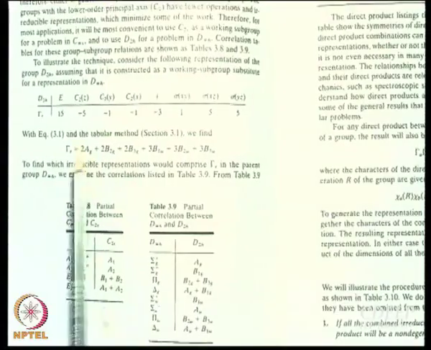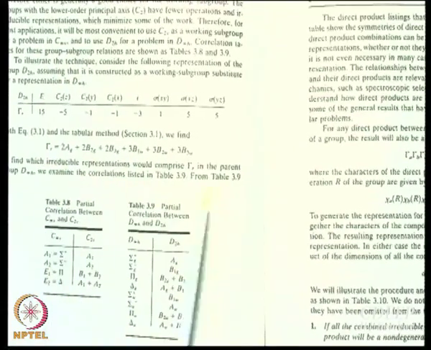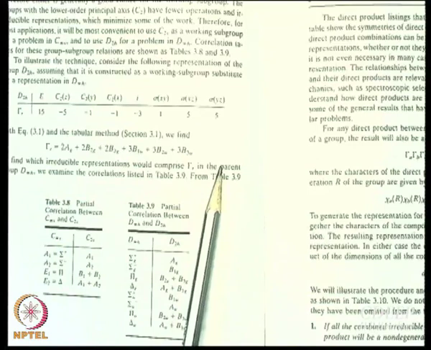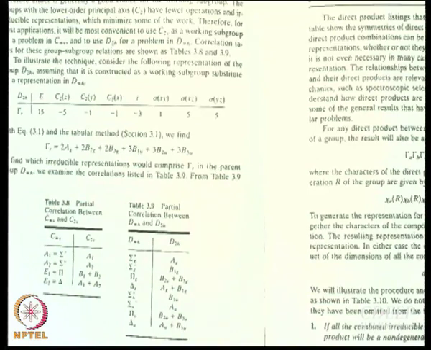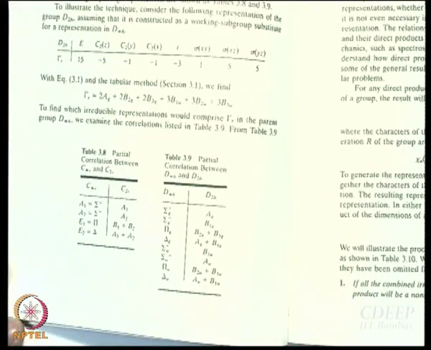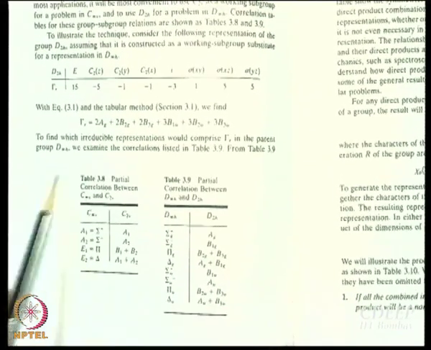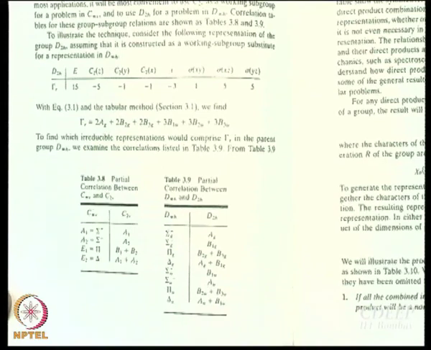For some problem, I have gone from D infinity H to D2H, and I have got this representation. Don't worry about what the basis is. And this has broken down into this linear sum. Okay. Now I am trying to go back to D infinity H, using this correlation diagram. Correlation diagram has to be either provided or you have to work it out. Here it is provided. Okay.